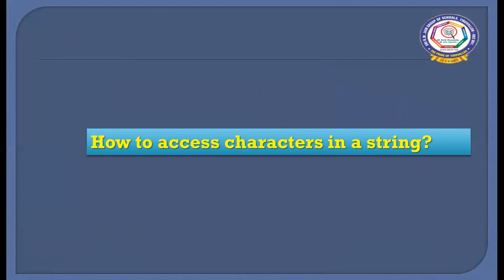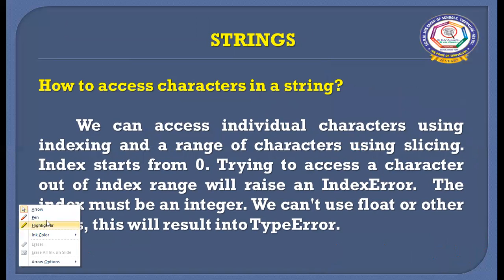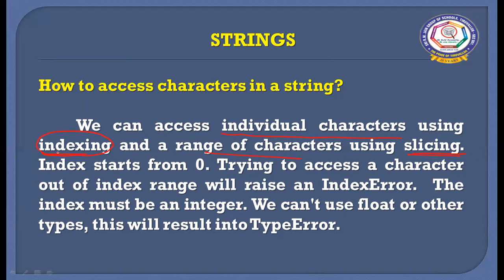How to access the characters in a string? We can access individual characters using indexing and a range of characters using slices. That is, each individual character can be accessed based on the index number, or a range of characters can also be accessed by a method called slicing. Index starts from 0. Trying to access a character out of range will raise an IndexError. Index must be an integer. We cannot use float or other types. This will result in a TypeError.